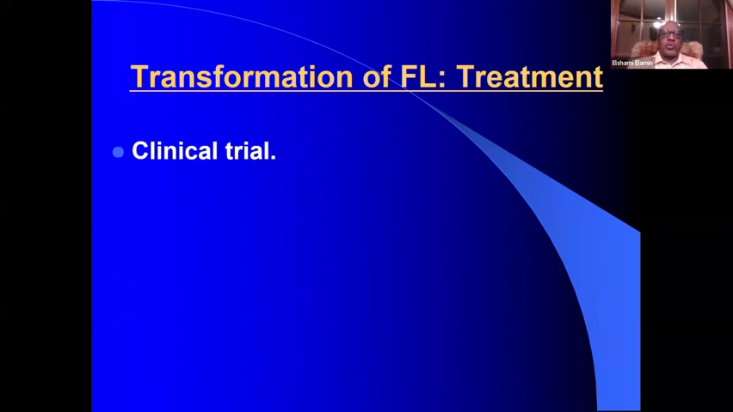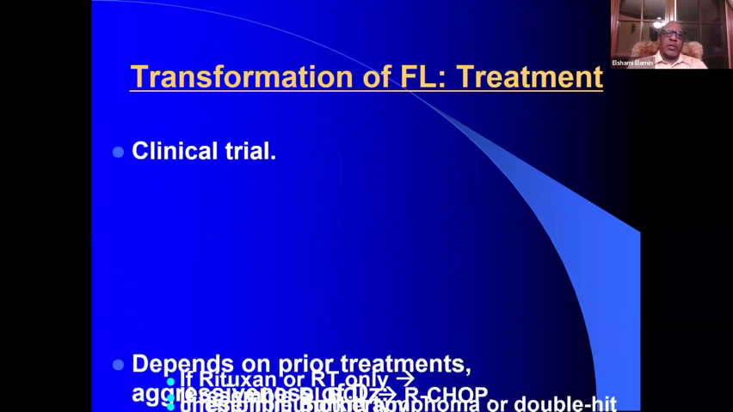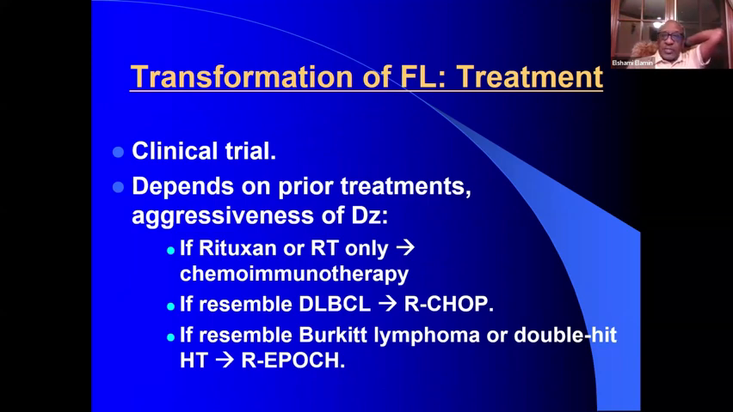So how do we treat transformed follicular lymphoma? There is no standard of care yet, but a clinical trial is the best. But if you decide to treat outside a clinical trial, the treatment depends on prior treatment and aggressiveness of the disease. So you may use just rituximab, radiation only, or chemoimmunotherapy, a regimen that has not been used before, R-CHOP, something like BR if it has not been used. If it resembles diffuse large B-cell lymphoma, use R-CHOP, of course. If it resembles Burkitt lymphoma, or double hit, use R-EPOCH. So basically it depends on prior therapy and your clinical judgment.